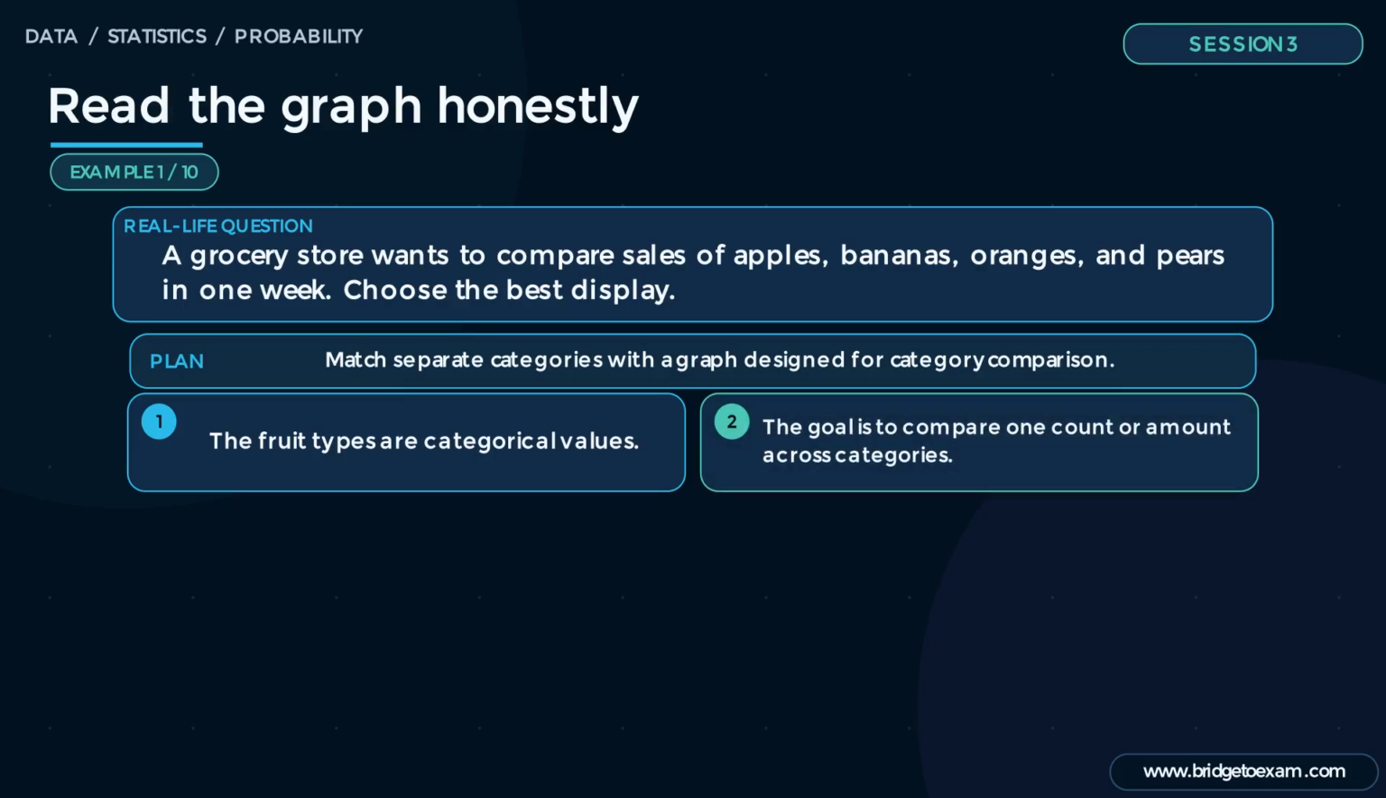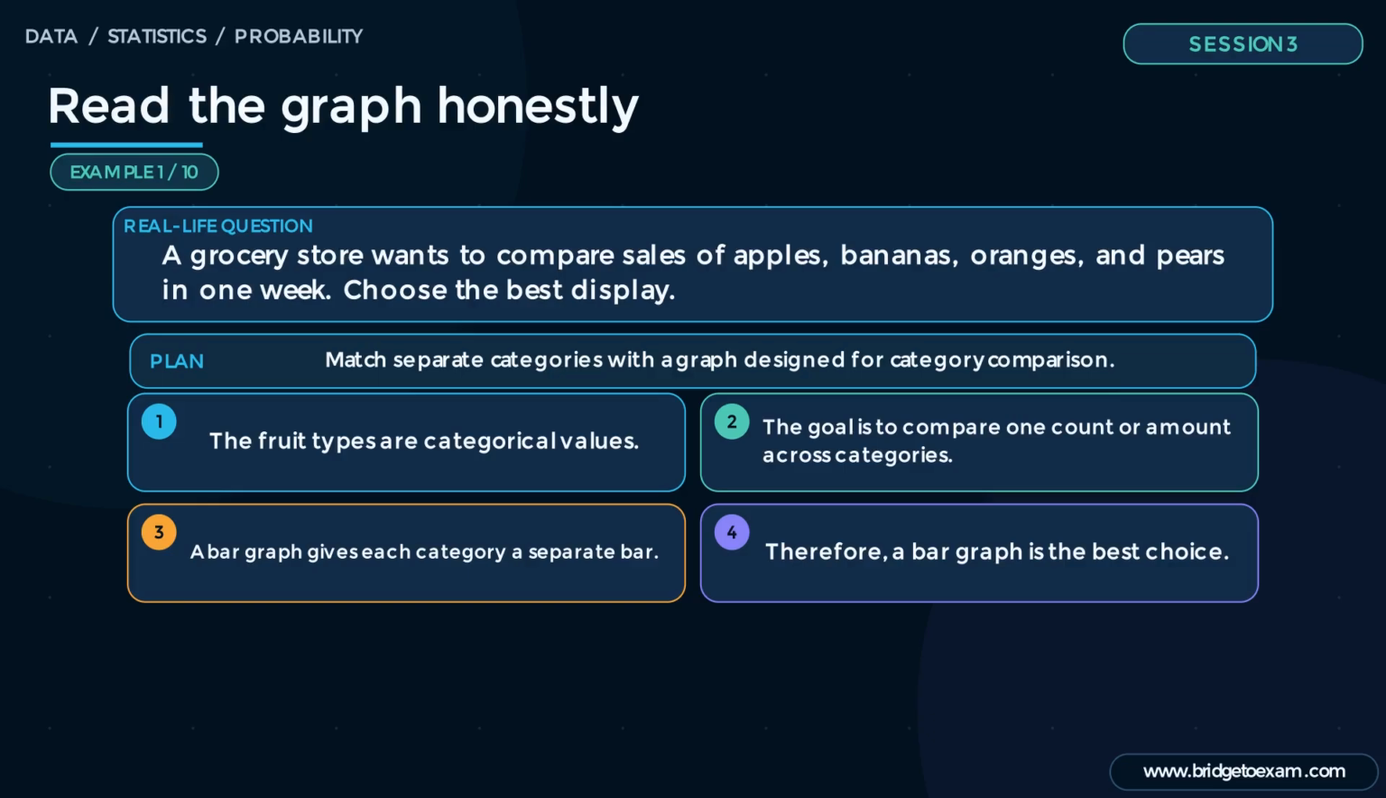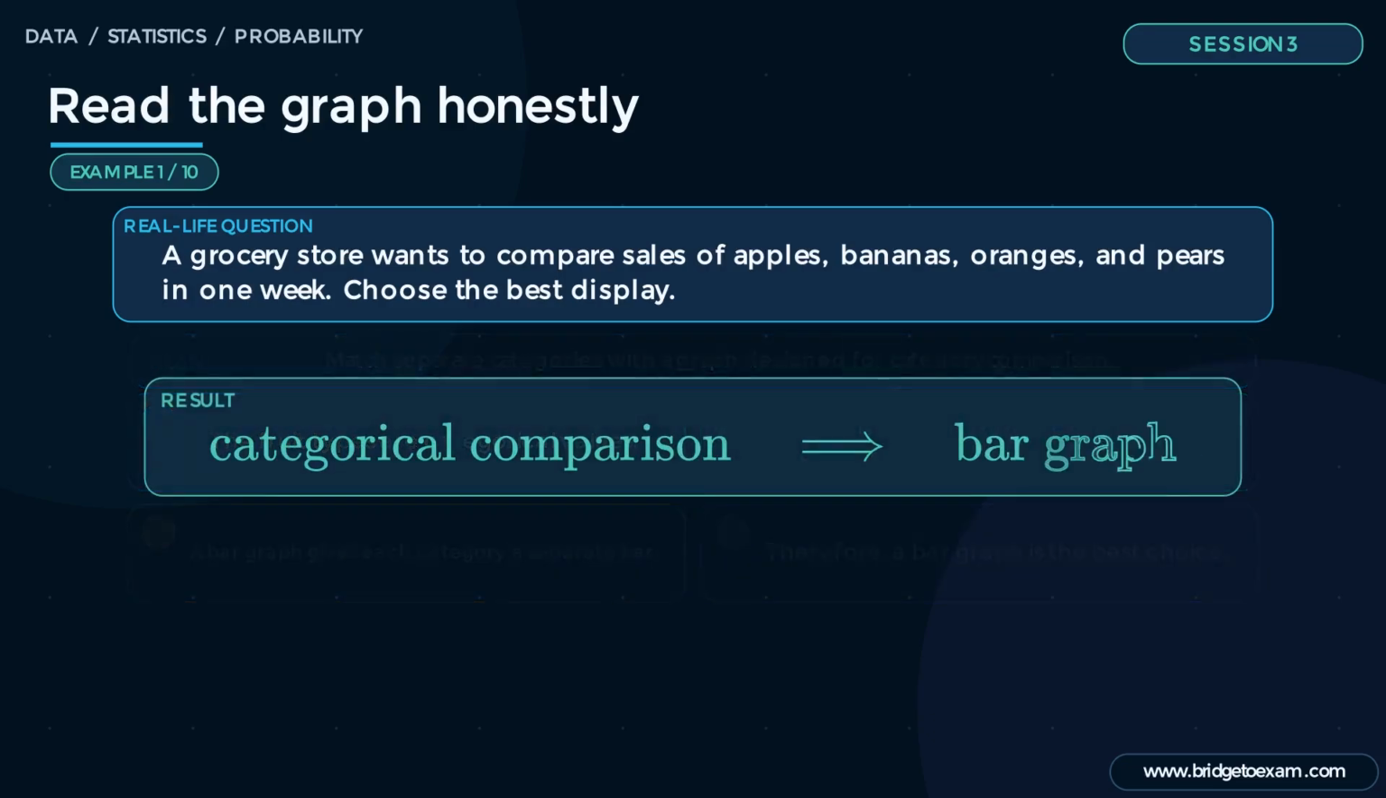Step 3. A bar graph gives each category a separate bar. Step 4. Therefore, a bar graph is the best choice. Quick check. A histogram would be inappropriate because fruit types are not numerical intervals. This matters in real life because store managers use bar graphs to see which products need more shelf space.